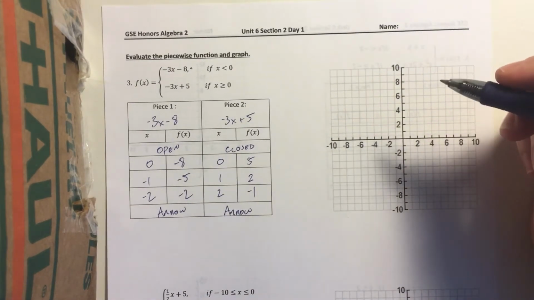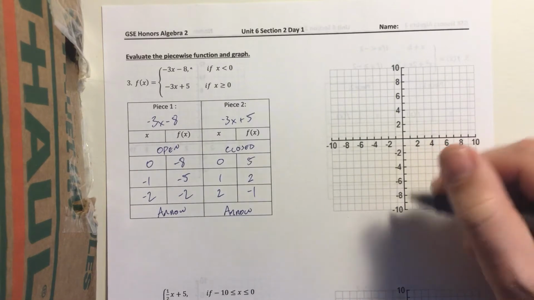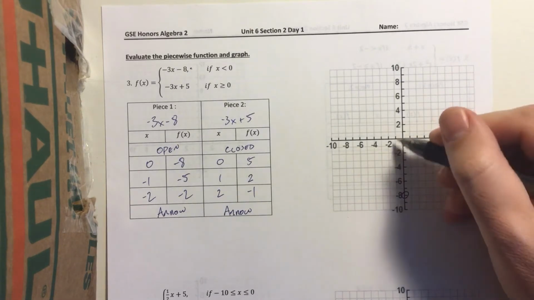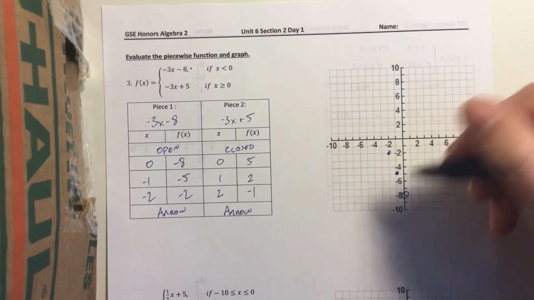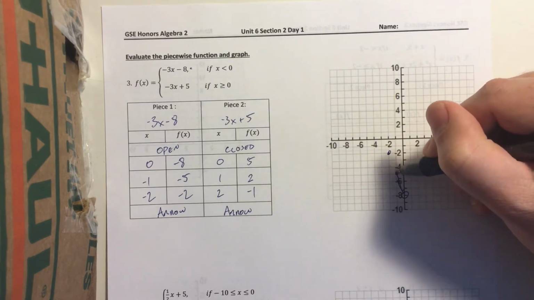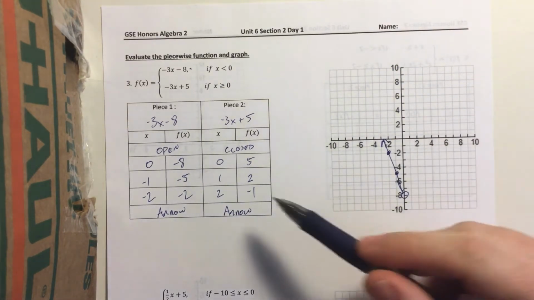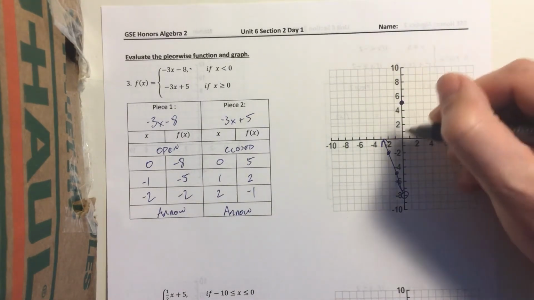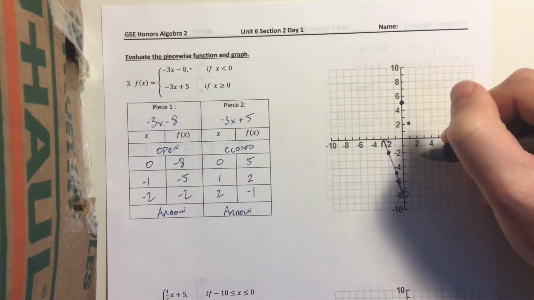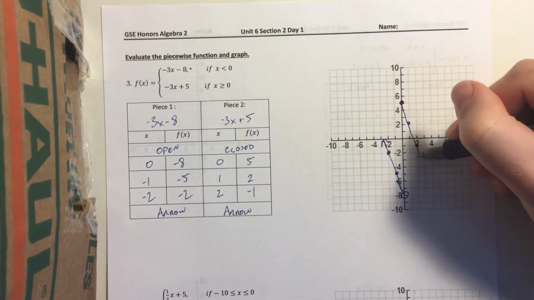If we go to graph these, so 0, -8, and it needs to be open, and then -1, -5, and then -2, -2. We want to have an arrow at the end of this. And then for the other one, 0, 5, that's going to be closed. 1, 2, 2, -1. And we're going to have an arrow at the end of this one.